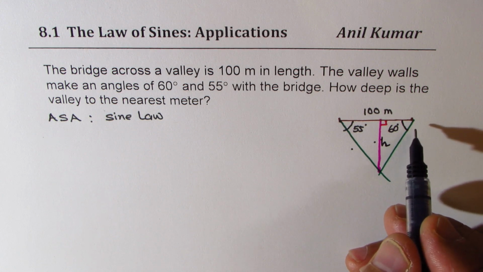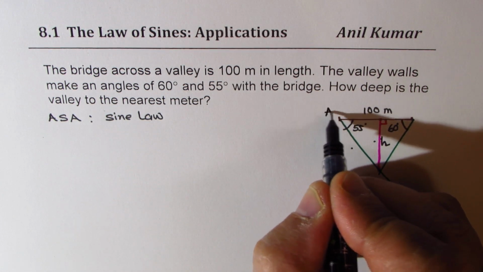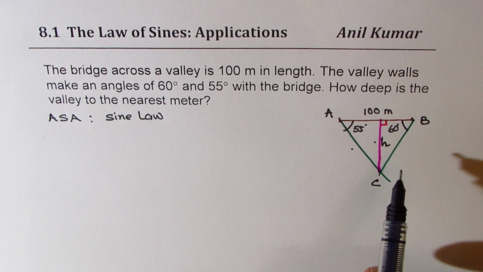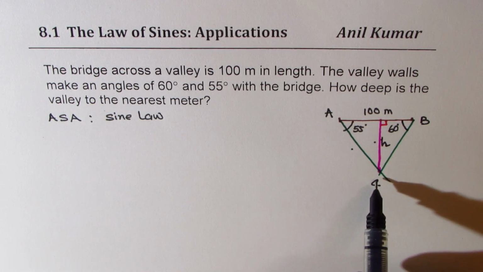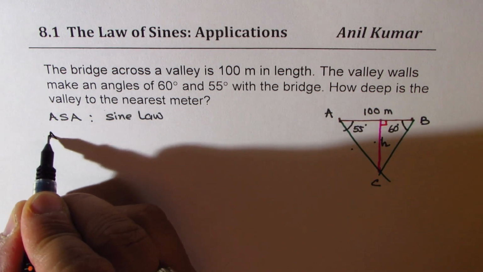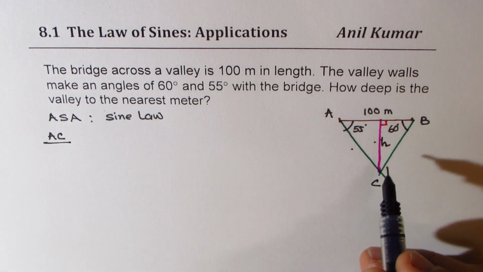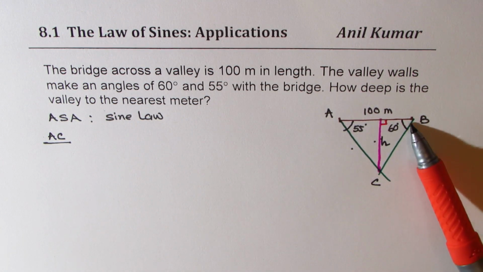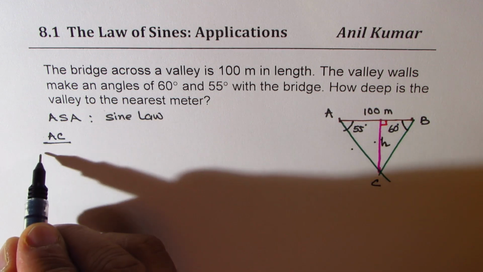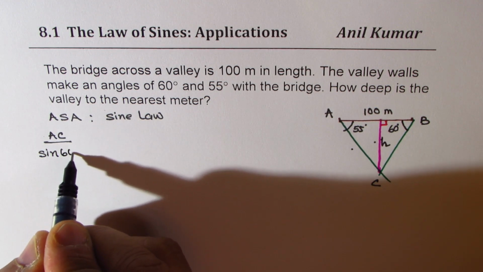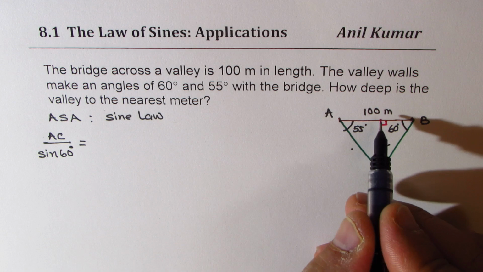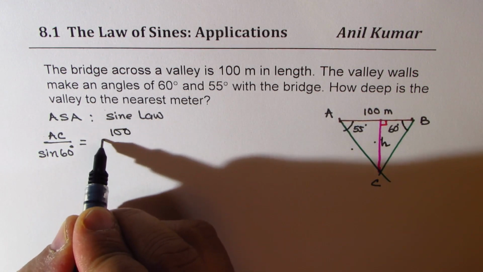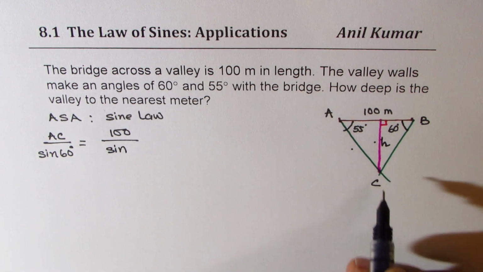So let's first do the bigger triangle. Let me say this is A, B, and C. And let's find side AC. So in sine law, I'll keep side AC on the top. The angle opposite to side AC is B, 60 degrees. So we'll write this as sine of 60 degrees is equal to what is given to us, AB, the length 100 meters, over sine of angle C.